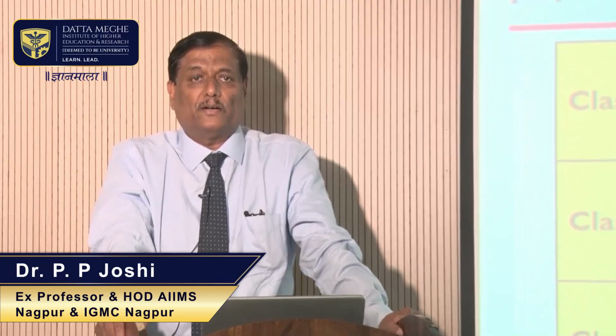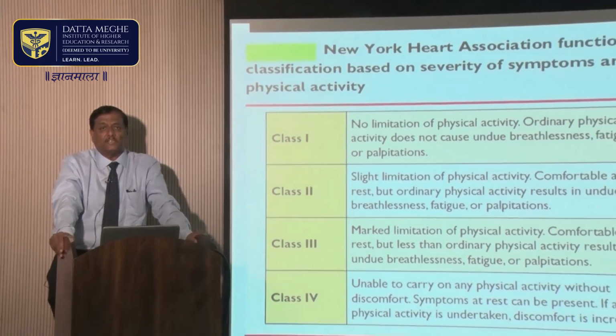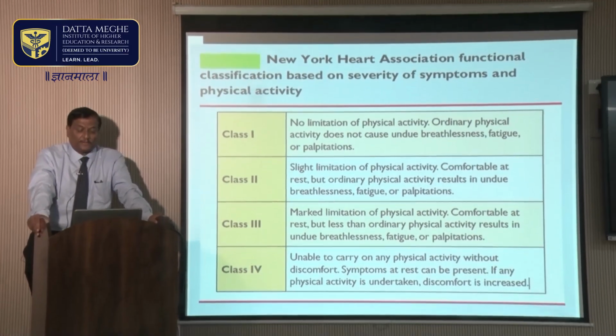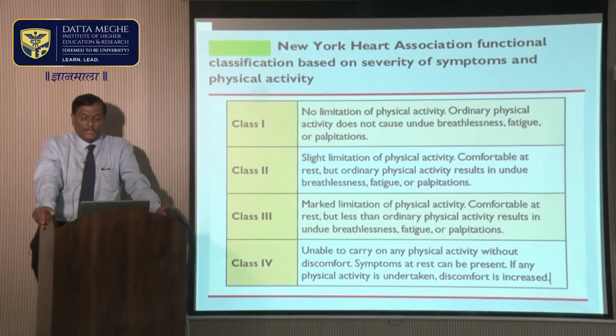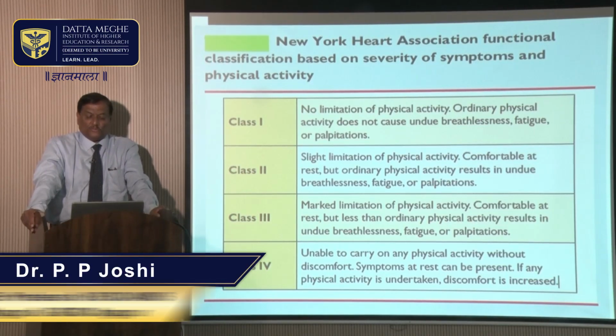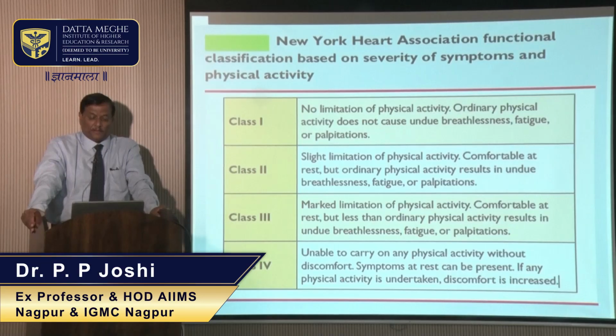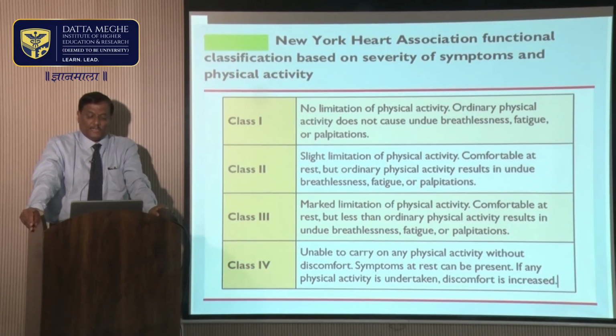Now this is something very important. All of you should remember the New York Heart Association functional classification of severity of symptoms in physical activity, and you should be able to categorize which functional class the patient is in. Class 1 is when there is no limitation of physical activity, and ordinary physical activity does not cause undue breathlessness, fatigue or palpitations. Class 2 is when there is a slight limitation of physical activity, that means the patient is comfortable at rest, but ordinary, routine activities result in undue breathlessness, fatigue and palpitations.